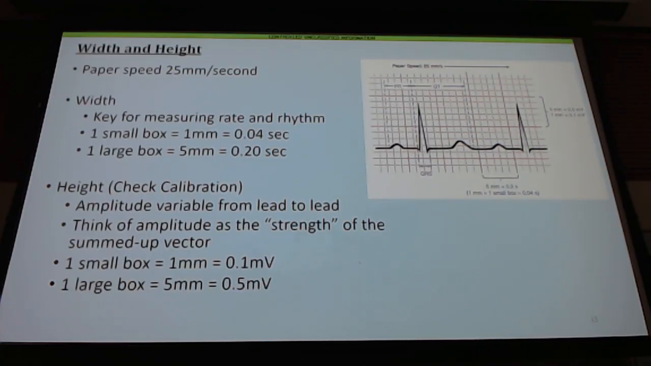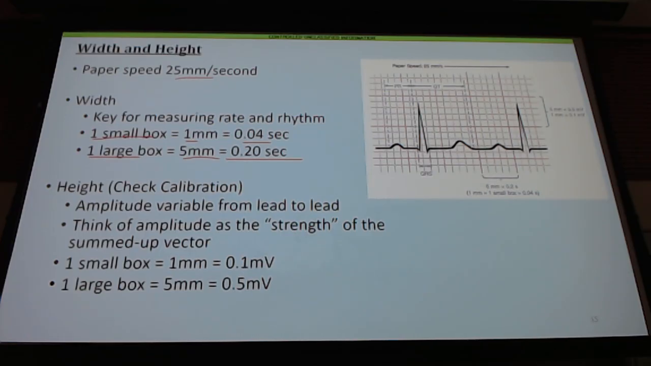But a standard EKG is going to write at 25 millimeters per second. And by having this writing speed, as far as the width goes, one small box equals 1 millimeter, which equals 0.04 seconds. Okay? One large box equals 5 millimeters, which equals 0.2 seconds. Which, okay, 25 divided by 5 is 5, right? 5 times 0.2 equals 1, right?